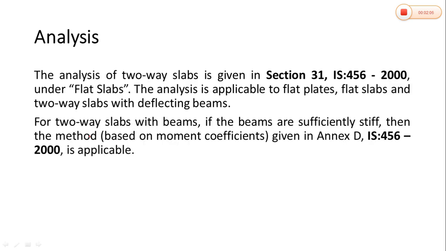Now the analysis. So before going to design anything, the prior step is to analyze that particular structure. The analysis of two-way slab is given in Section 31 of IS 456-2000 under the flat slabs. The analysis is applicable to the flat plates, flat slabs and two-way slabs with deflecting beams. For two-way slabs with beams, if the beams are sufficiently stiff, the method that is based on the moment coefficient given in Annexure D of IS 456-2000 is applicable.